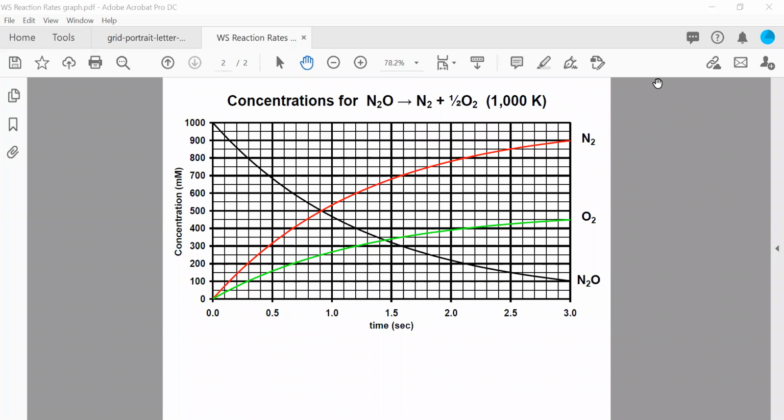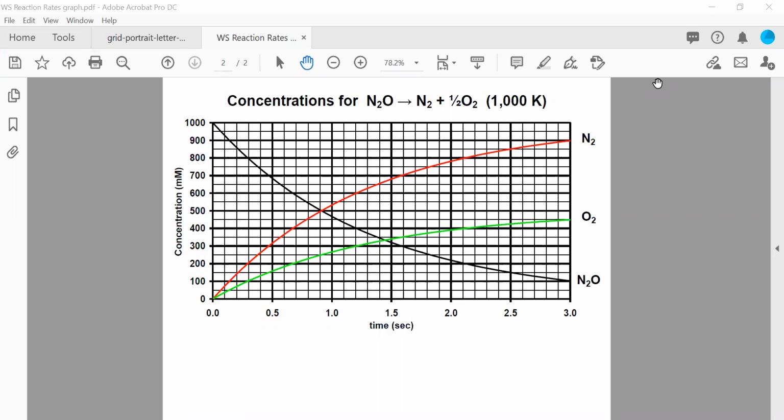Today I want to look at how we can find the rate of a reaction by looking at a graph of the concentrations of the reactants and products over time. The rate at which a reaction occurs is essentially the rate at which reactants are consumed or products are produced. That is, the rate at which the concentrations of various substances change over time.